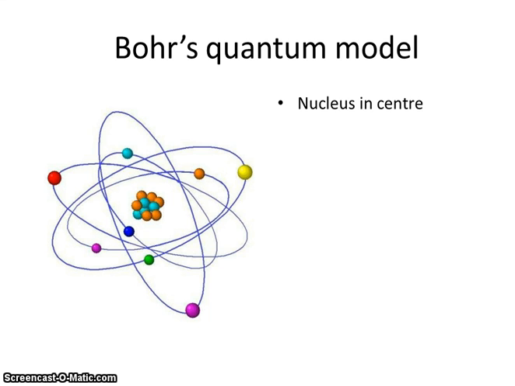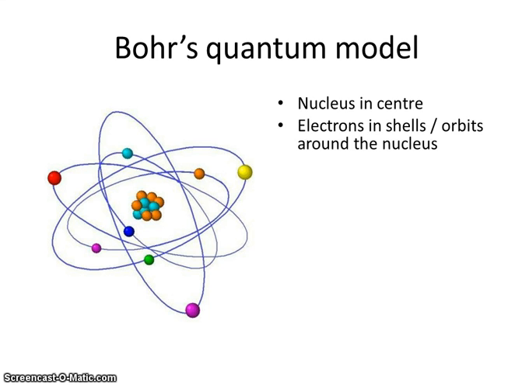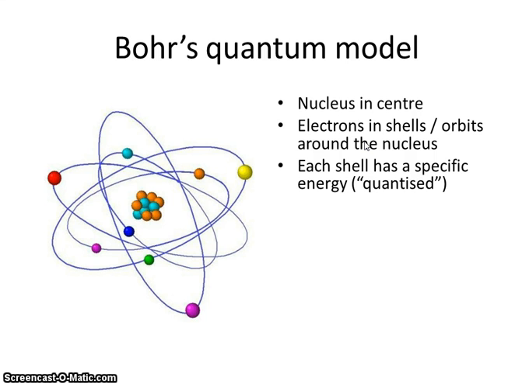So like the Rutherford model, it has a nucleus in the centre. The electrons surround the nucleus, but the difference here is the electrons are surrounding the nucleus in shells or orbits. And each shell has a particular amount of energy. And here's a nice new word for you. Quantized means that the electrons only possess certain amounts of energy. There's a fixed number of different energies that they can actually have.